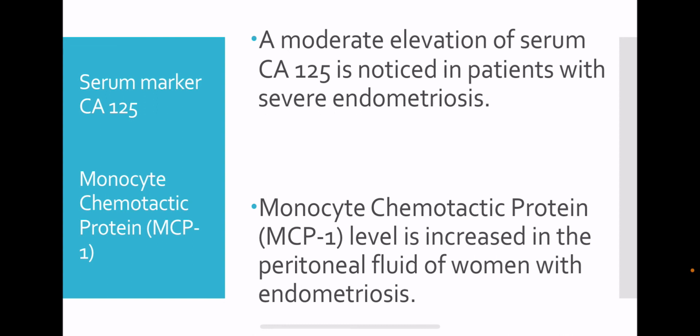Another thing called monocyte chemotactic protein MCP1 is also increased in the peritoneal fluid of women with endometriosis. So, to diagnose endometriosis, two things: the serum marker CA125 and monocyte chemotactic protein. They are elevated in women who are suffering with endometriosis.